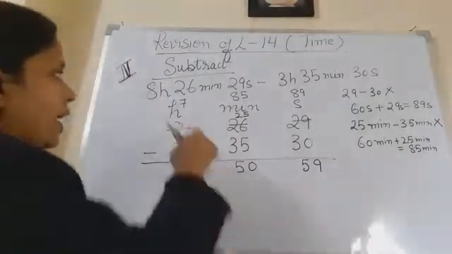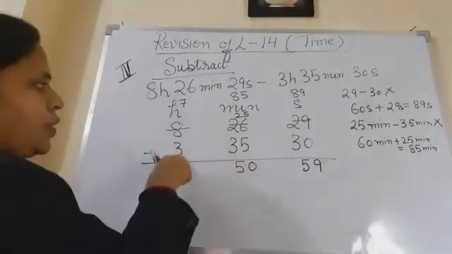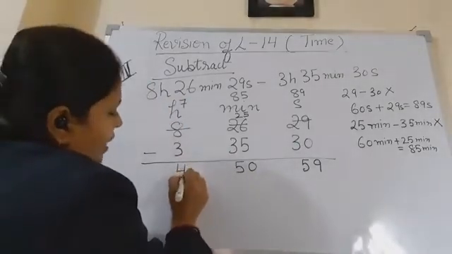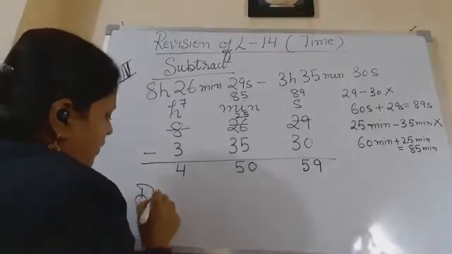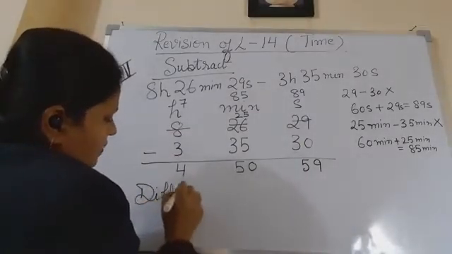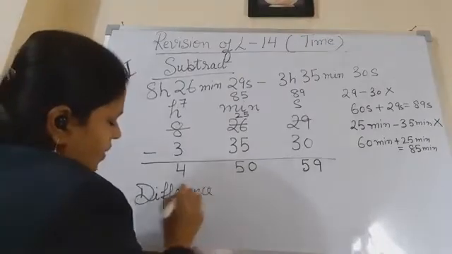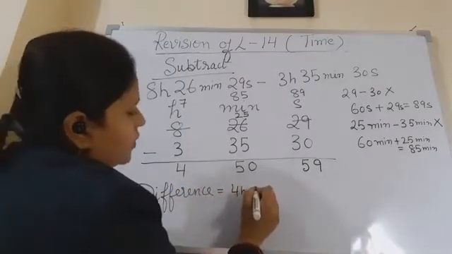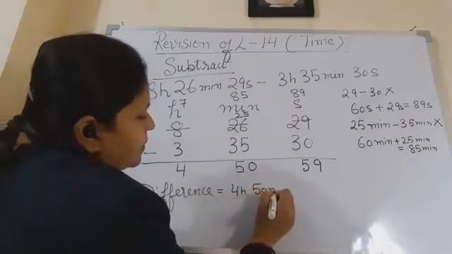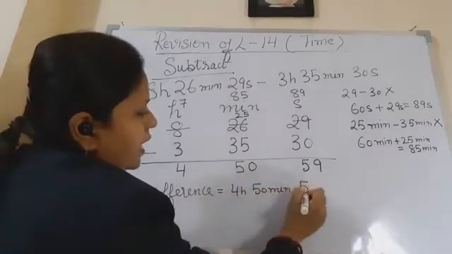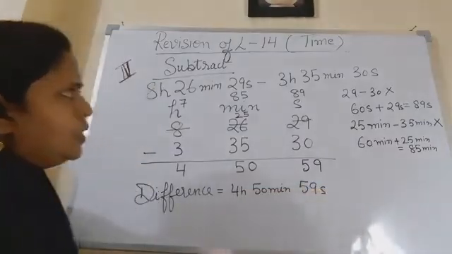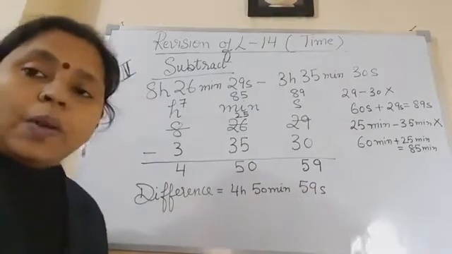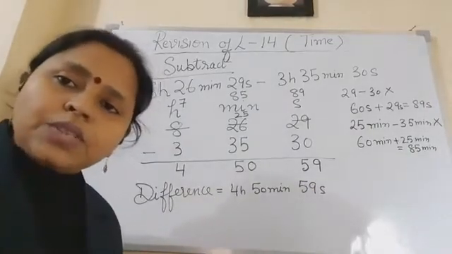And now in the hour column we have to subtract 3 hours from 7 hours. So what do we get? We get 4. So our difference, that is, the answer of subtraction, is equal to 4 hours 50 minutes 59 seconds. So I hope you have understood how to subtract time. So now let's move to the multiplication of time.